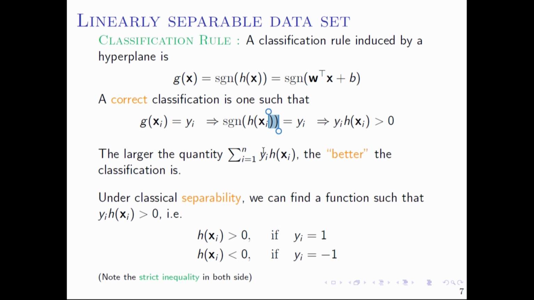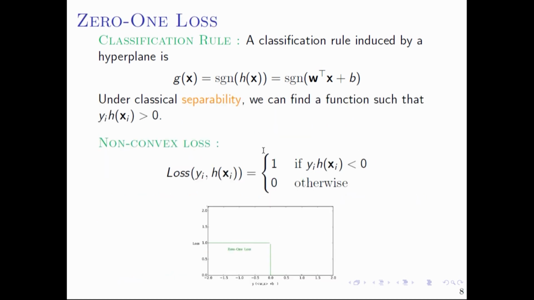So if you draw the 0, 1 loss, given a yi and h of xi, if it is less than 0, then it will be 1. So it will be like this. At 0, it will start going 0 this side, and in the negative direction this is 1. This is a non-convex function. So, maybe do you know what is a non-convex and what is a convex function?